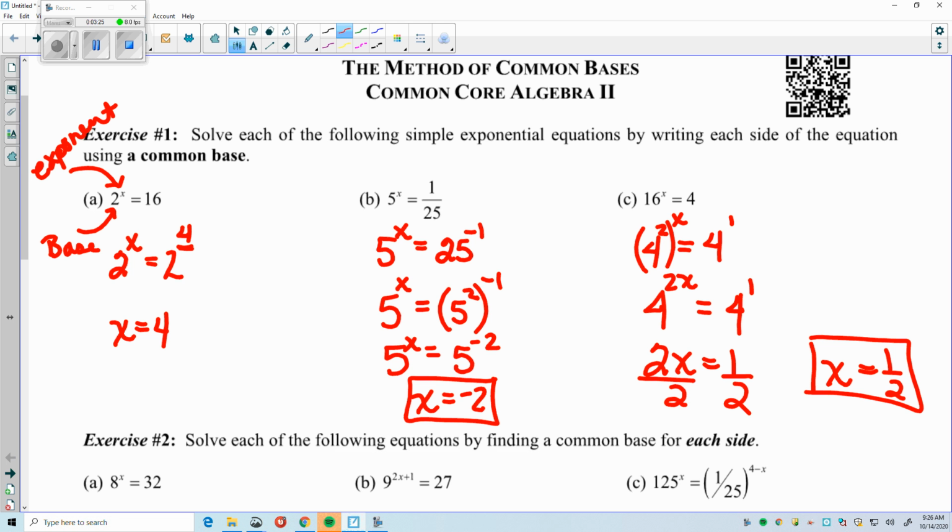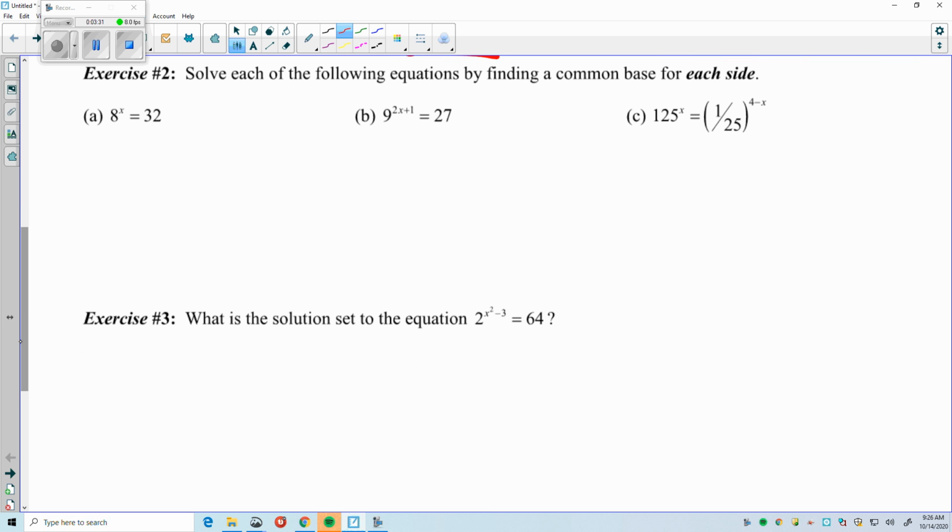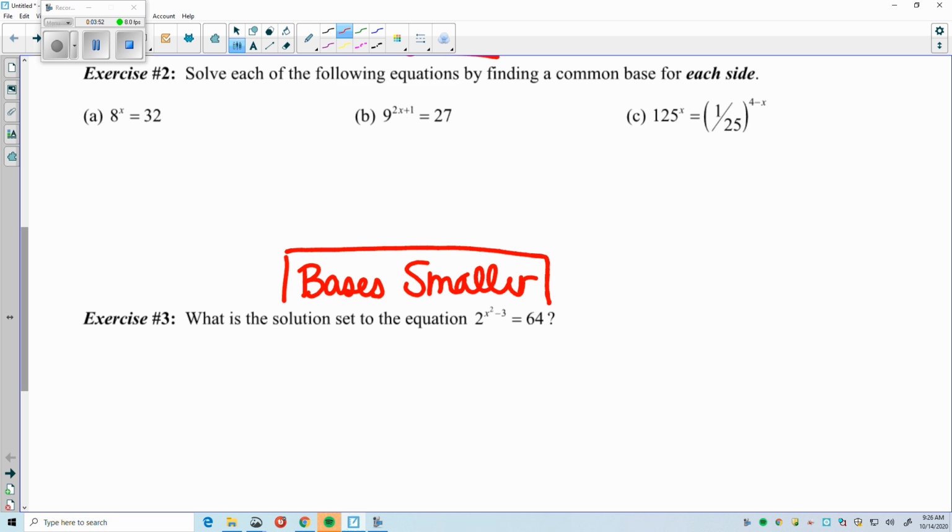Okay, so now we're going to take a look at the same idea, except now we're going to manipulate each side. So the first round we only touched the one side. Now we have to work on both sides. And again, whenever you're trying to simplify these, probably the biggest thing you want to keep in mind is always think, make the bases smaller. You don't want to increase. Bases need to be smaller.